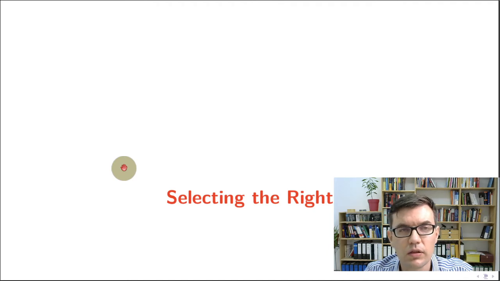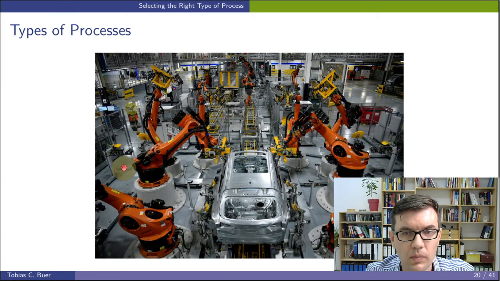Let's start with the first section. Which types of processes are there and which one is right for you? Let's gather our thoughts and think about different production processes. Which production processes come to mind? On this picture you have an example of an automotive production process where some robots perform some production steps on an automobile.